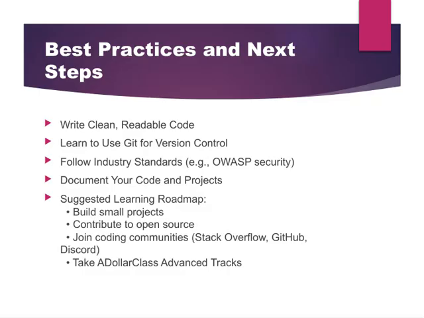Now, let's look at some of the best practices and next steps to keep your development journey on track. First, writing clean and readable code is essential. It makes your work easier to understand and maintain, both for yourself and others who might review or build on it later. Next, learning to use Git for version control is a game changer. It helps you keep track of changes, collaborate seamlessly, and revert to previous versions when needed.